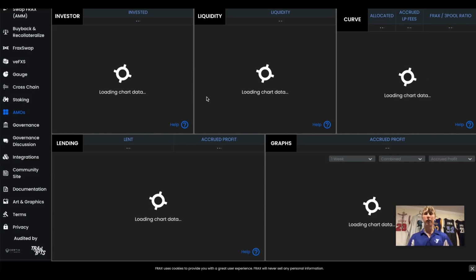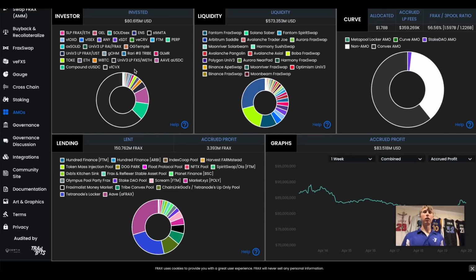Over here in the AMO section, you guys can see these are the different tokens that are inside and backing the Frax stablecoin. I know it's a lot of stuff to look at, but basically you have different LPs, all kinds of liquidity. But the biggest thing you guys need to understand is what backs the Frax token are actually yield-bearing assets. This is very important to understand.